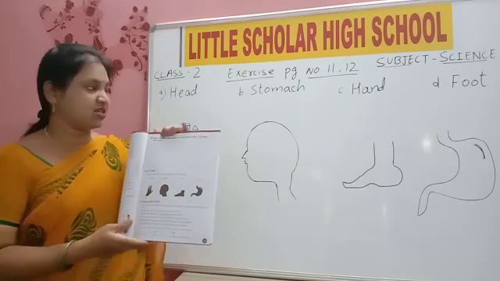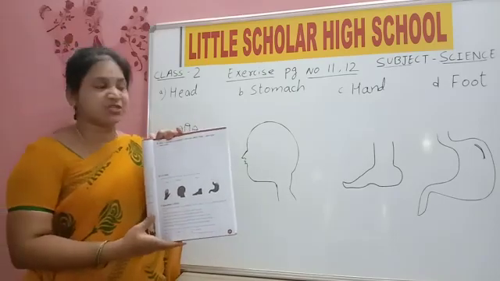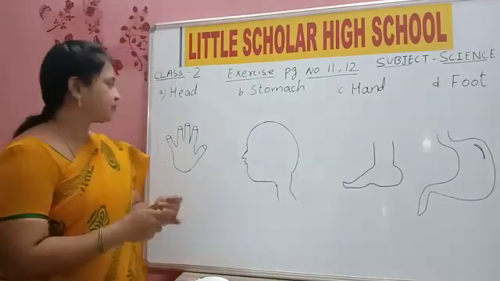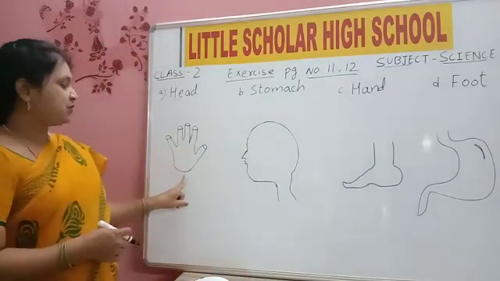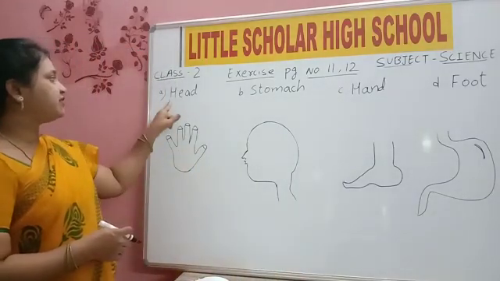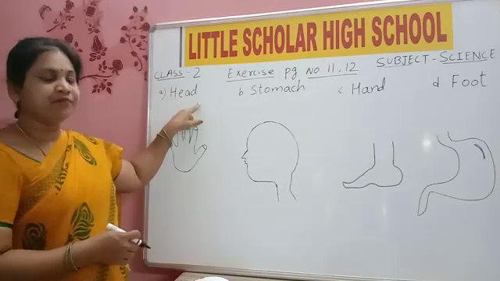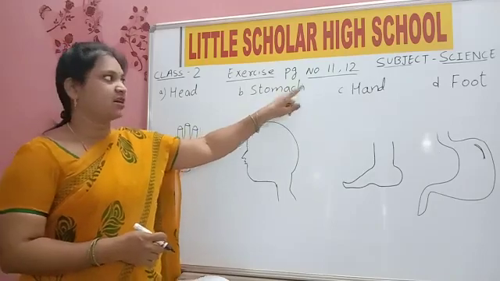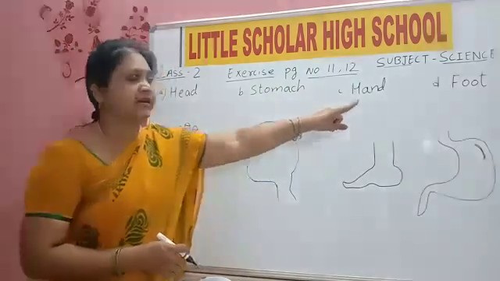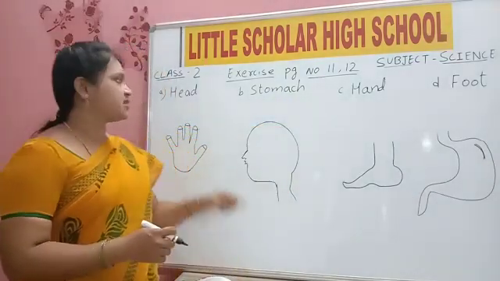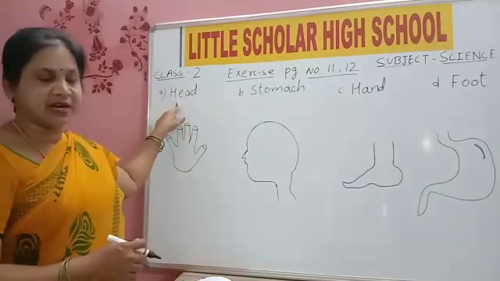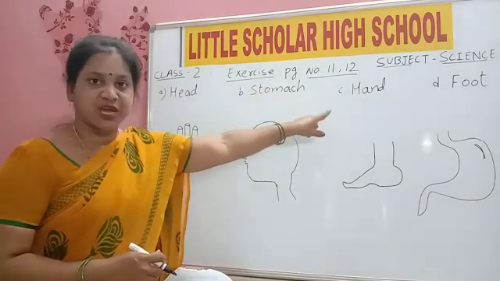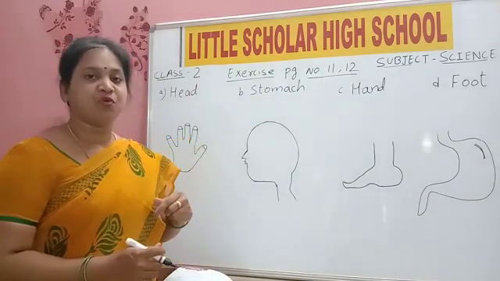Now we will match this. You do along with me, children. I will do that on the board. You do it in your textbooks. Which picture is this? First read the words. H-E-A-D, head. S-T-O-M-A-C-H, stomach. H-A-N-D, hand. F-O-O-T, foot. Once again: H-E-A-D, head. S-T-O-M-A-C-H, stomach. H-A-N-D, hand. F-O-O-T, foot.